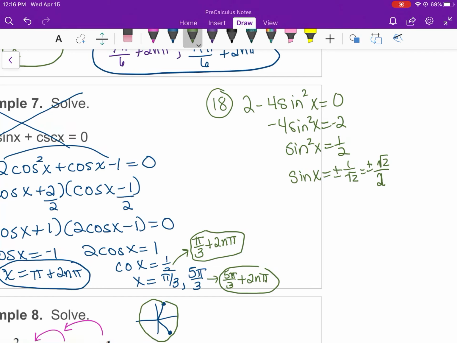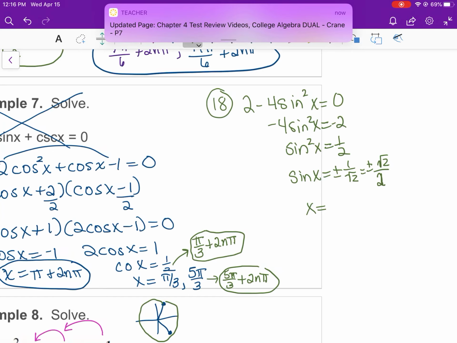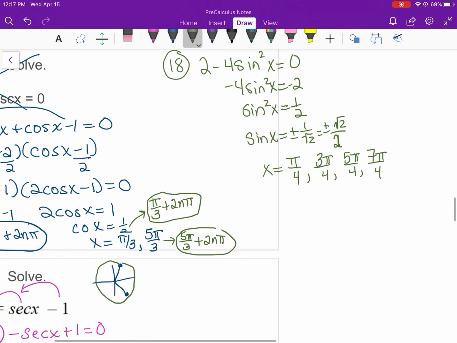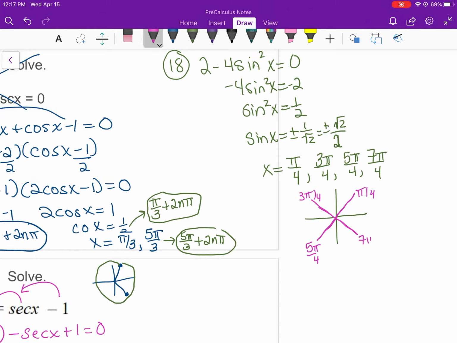All right, sine is positive radical 2 over 2 in the first and second quadrants. So that's going to be pi over 4 and 3 pi over 4. Sine is negative in the last two quadrants. How do these angles relate to each other? So if I start with my coordinate plane, pi over 4 is there, and you're going to find that these angles are 90 degrees away from each other. So that's pi over 4, 3 pi over 4, 5 pi over 4, 7 pi over 4.